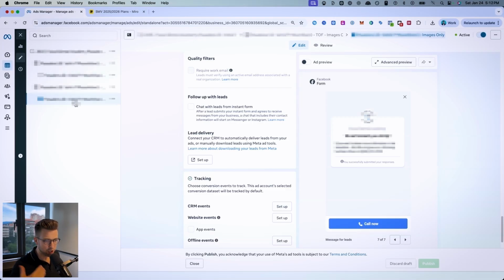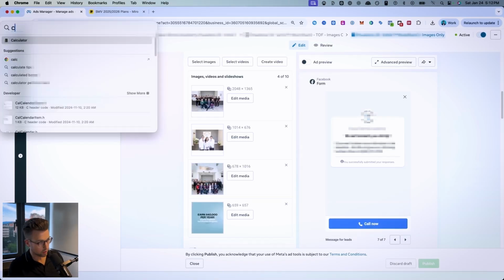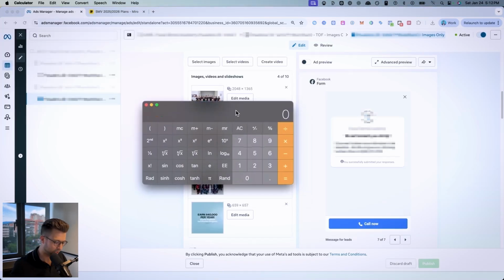Now, jumping into the image ad, exactly the same setup, except instead of videos, we have images. So in this case, we have 4 images. So for the image ad set, we have 4 times 5 times 5.